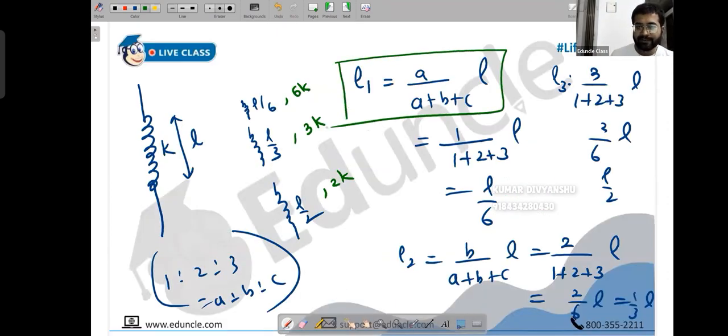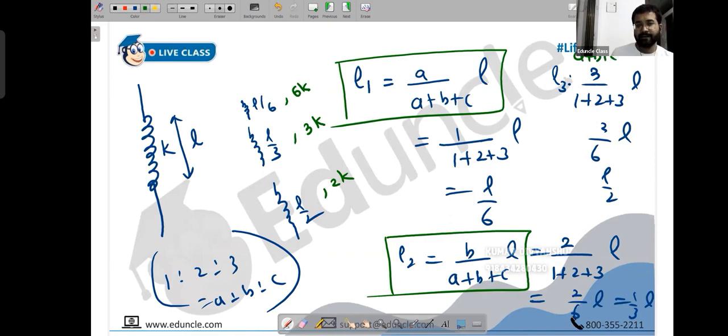So L1 is A upon A plus B plus C times L, L2 is B upon A plus B plus C times L, and L3 would be C upon A plus B plus C times L. This is also a very important mass problem that we took in classical mechanics, where we had a mass that explodes into 2 fragments of A and B. Then how did you find M1? M1 was A upon A plus B into total mass. How did you find M2? It was B upon A plus B into total mass. So we have taken very identical stuff in classical mechanics.